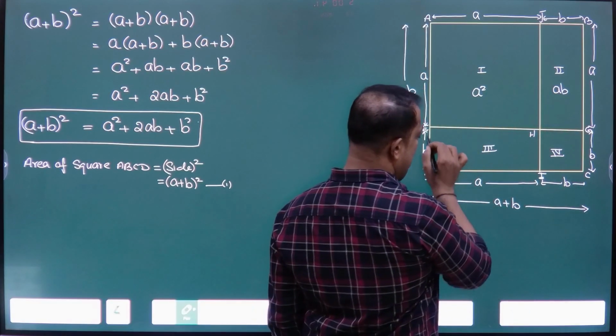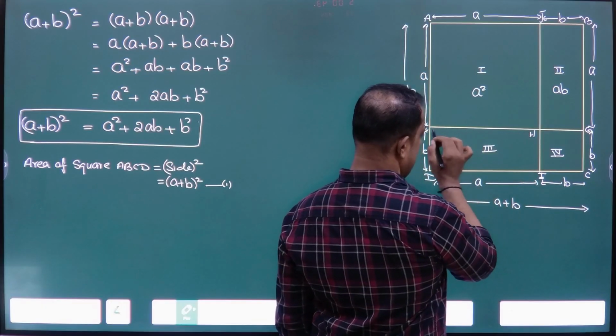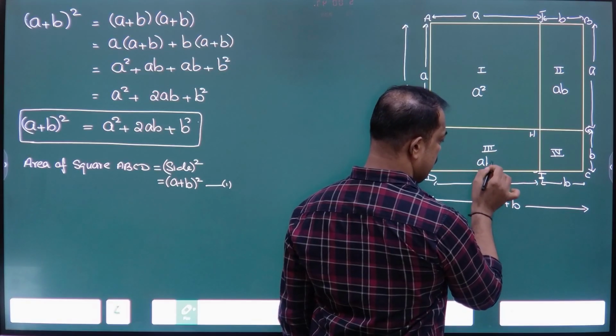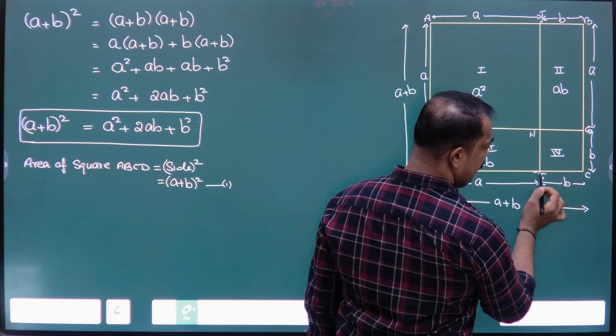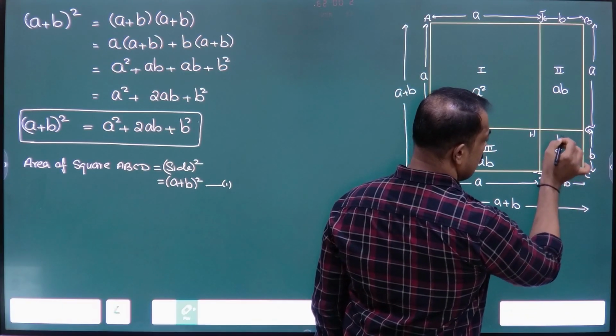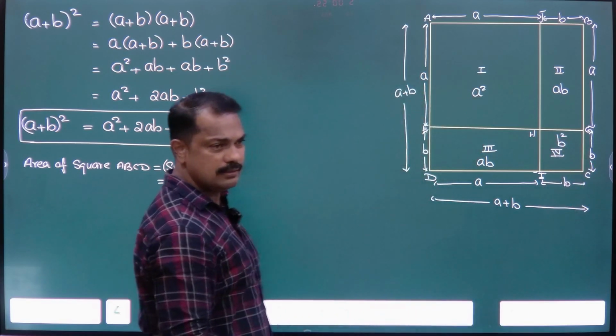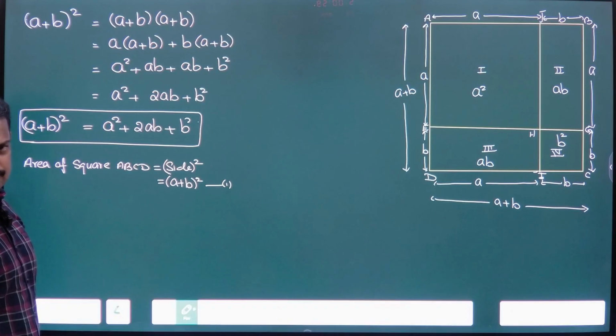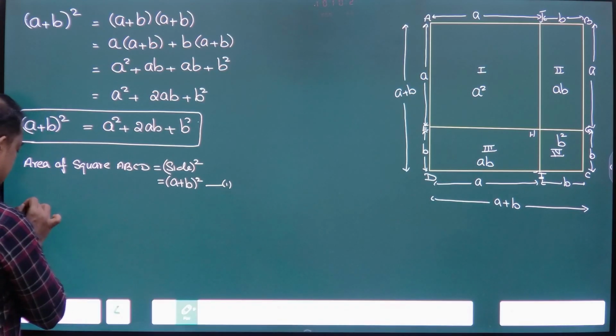What is the area of the figure 3? Length into breadth. That is also AB. And what is this side? B. And it's also B. What is the area of this figure 4? B square. There are steps. Next.